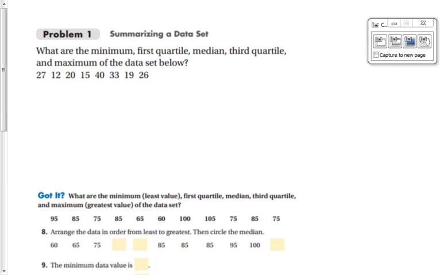All right, first thing we're going to talk about is what we call a 5-number summary of a data set. A 5-number summary includes these parts: the minimum, the first quartile, we just abbreviate that Q1, the median, the third quartile, and the maximum. So to get those values, we're going to put these numbers in order from least to greatest. You can go ahead and do that and pause.